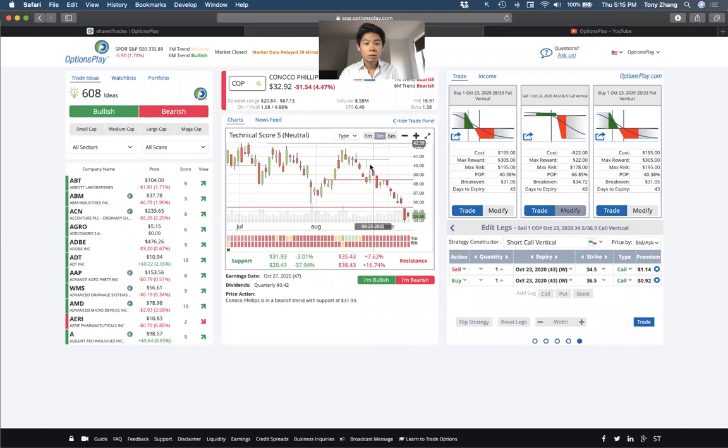Hi Tony, with the call debit spread, what about buying in the money calls and selling at the money, when the stock pulls back to fairly solid support, as opposed to buying at the money and selling out of the money? I know it might cost higher, but it also increases the probability of profit.